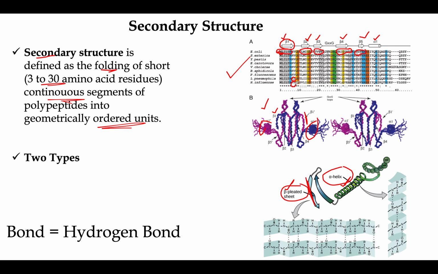Coming back, secondary structure: folding of short continuous segments of polypeptides into geometrically ordered units. Two types, alpha helix and beta pleated sheet. The bond that is involved in the formation of secondary structure is hydrogen bond. If somebody asks you which of the following bonds is involved in the formation of secondary structure, peptide bond, hydrogen bond, electrostatic interaction, van der Waals interaction, the answer is hydrogen bond. You should not make mistakes on questions like this, because these are easy knowledge-based questions.